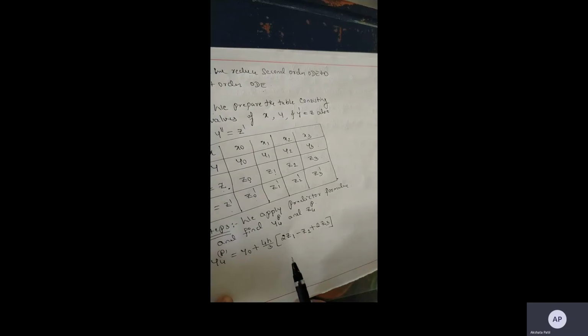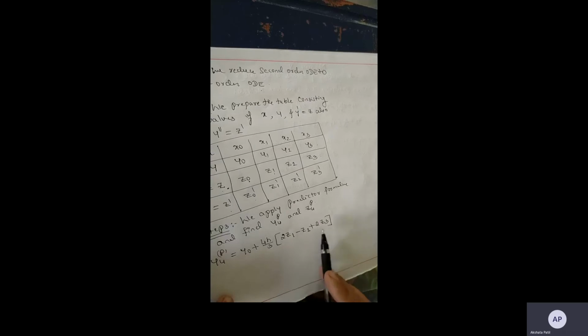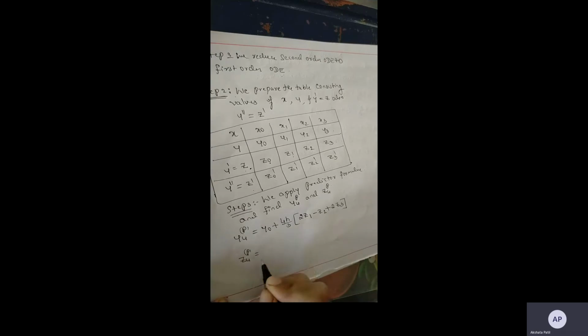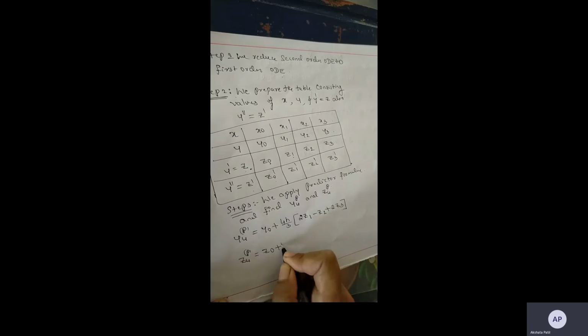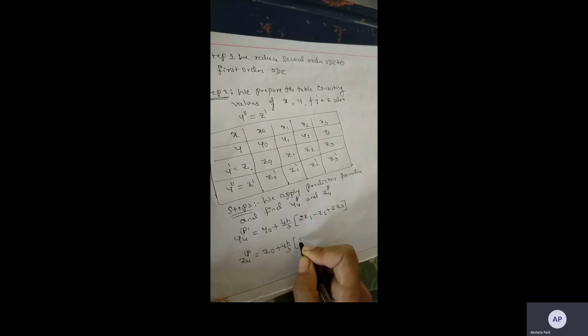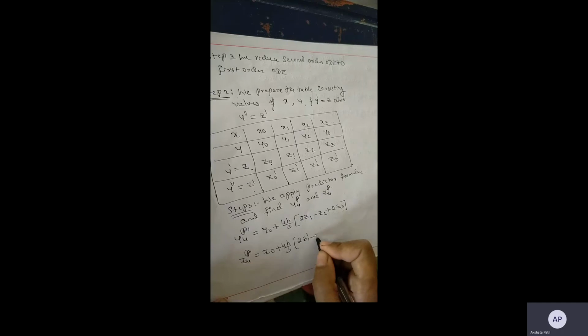This is what we have used in module 4, so the formula will be the same. In place of y1 dash, y2 dash, y3 dash, here we will use z1, z2 and z3 terms. Now this is our y4 of predictor formula. Now z4 of predictor is z0 plus 4h by 3 into 2z1 dash minus z2 dash plus 2z3 dash. This is the formula to calculate the predictor value of z4.